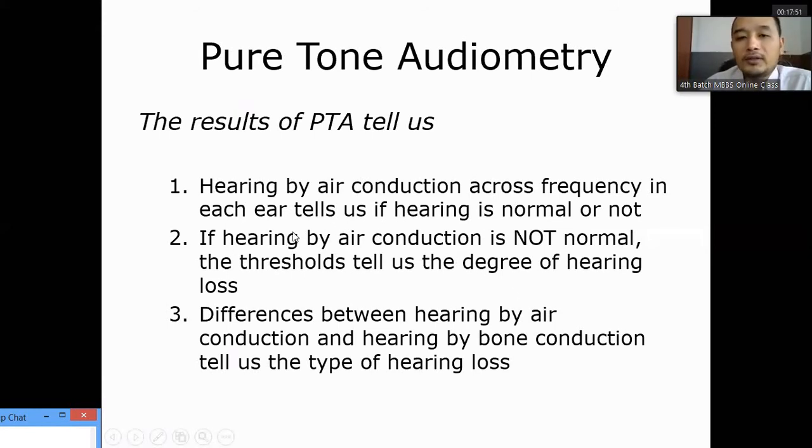And if there is a problem in conduction, that is conductive hearing loss, then we can tell the degree of the hearing loss. The thresholds we measure over different frequencies will tell us the degree of hearing loss. And also, the difference between hearing by air conduction and hearing by bone conduction tells the type of hearing loss. When we measure the hearing loss by air conduction and bone conduction, the difference helps us differentiate the type of hearing loss, whether it is conductive hearing loss, sensorineural hearing loss, or mixed hearing loss.